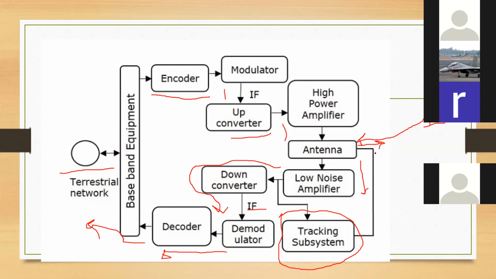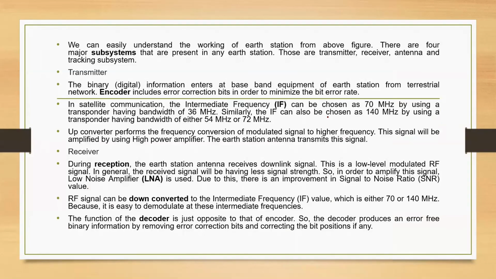And from the satellite, when the signal is received, the first stage is a low noise amplifier, down conversion to intermediate frequency, demodulation, decoding, retrieving the baseband signal and sending it to the user destination. At the receiving point, we also have a tracking system which is in the feedback loop, so that the antenna is always pointing towards the satellite in case there is a signal quality deterioration. Now we can easily understand the subsystems.